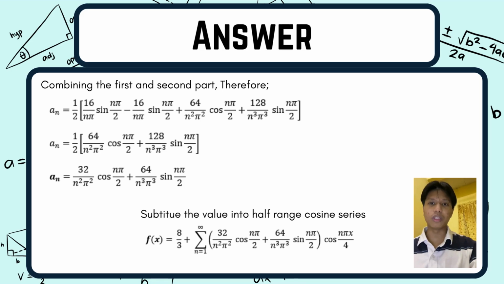In order to determine an, we combine the first part and the second part into the general equation. So an is equal to 32 over n squared pi squared cos(n pi over 2) plus 64 over n cubed pi cubed sin(n pi over 2). Then we substitute the value into the half-range cosine series, and we get f(x) equal to 8 over 3 plus the sum of [32 over n squared pi squared cos(n pi over 2) plus 64 over n cubed pi cubed sin(n pi over 2)] cos(n pi x over 4).